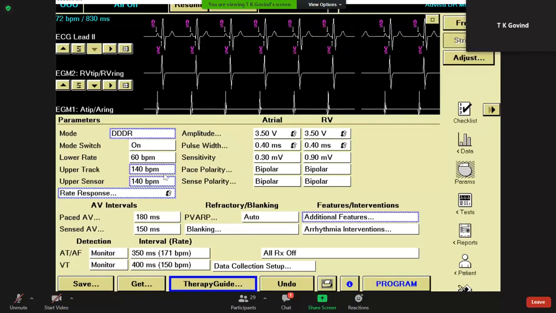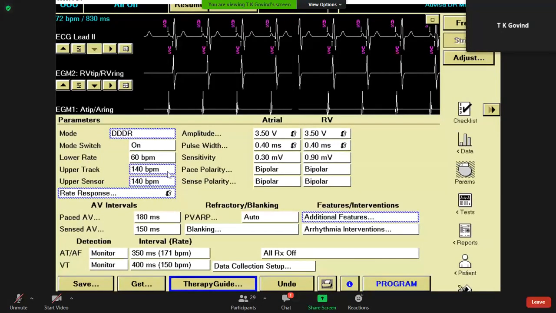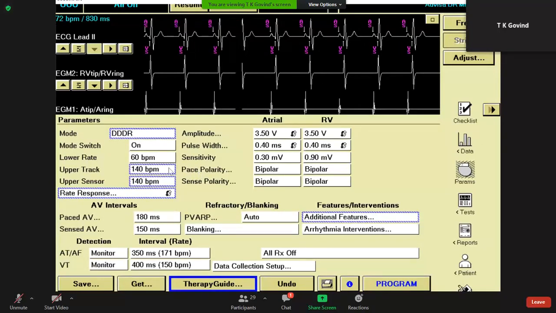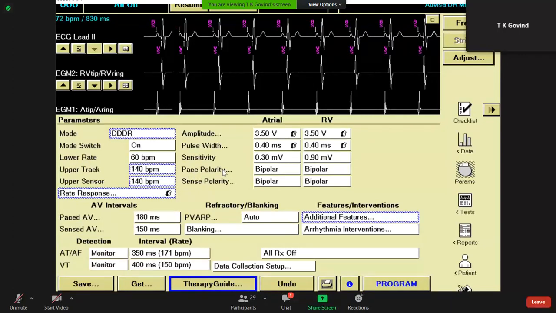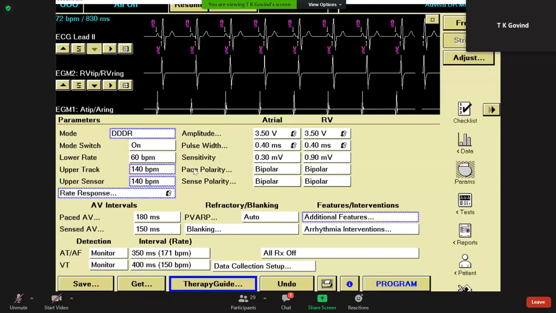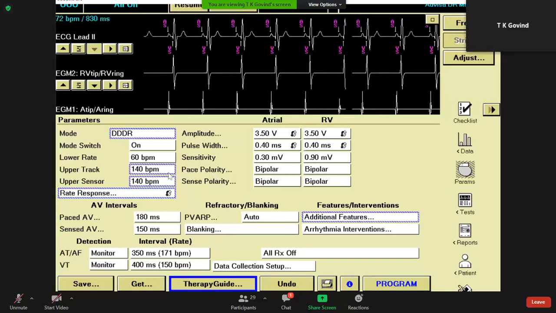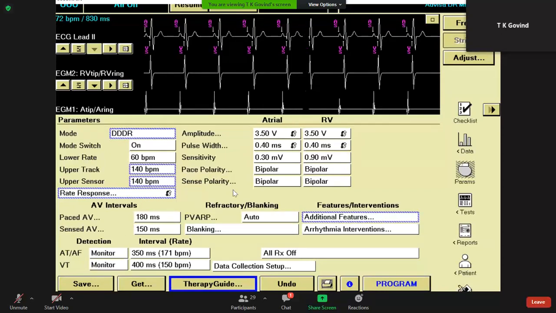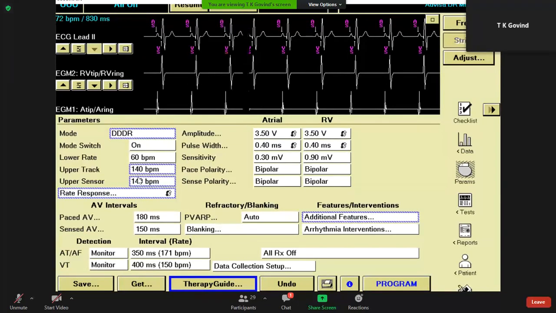So what happens is, in the ventricular channel, the upper tracking rate interval will kick in. If it has to pace the ventricle at a rate faster than 140, it will not pace. It will wait for the upper tracking rate interval, in this case maybe 450 millisecond, and only then pace the ventricle. As a result, the AV interval gets extended, and it goes on getting extended until a point where it will miss tracking, because that P wave will fall in the PVARP. That is when one P wave would have fallen in the PVARP.